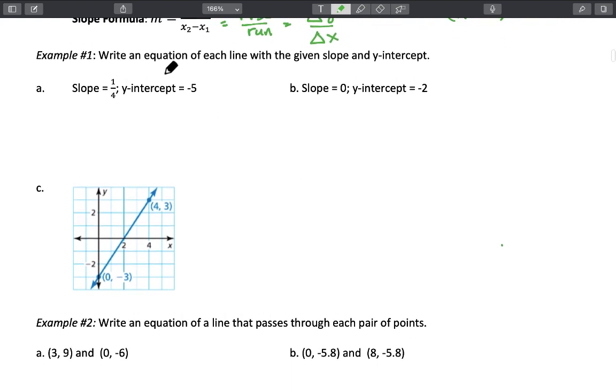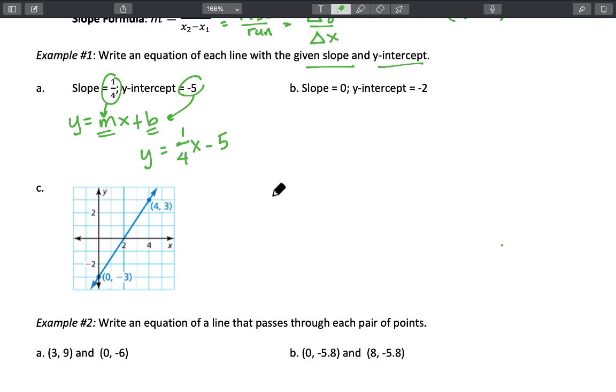We want to write an equation of each line with the given slope and y-intercept. So we want to write this in slope-intercept form. In other words, we want it to fit into this y equals mx plus b format. So y is by itself on one side of the equal sign. We've got the slope of the line and the y-intercept. Well, in this first example, they give us what the slope is, they give us what the y-intercept is. So we're just going to simply plug those numbers in for their corresponding variables, and we get y equals 1/4 x minus 5.